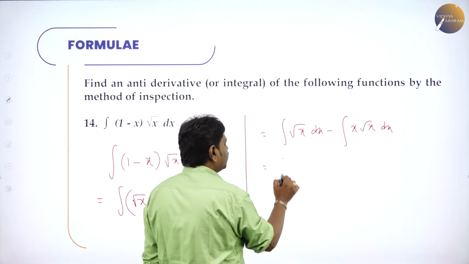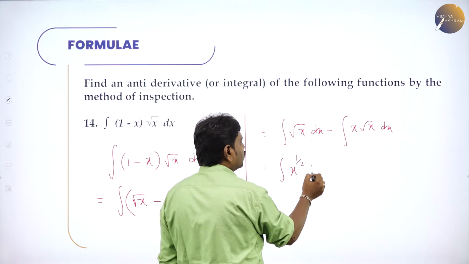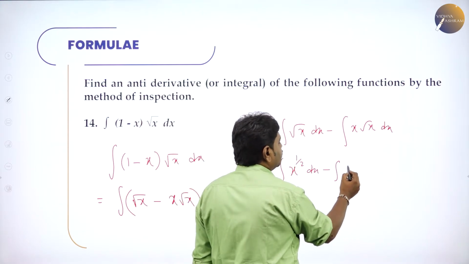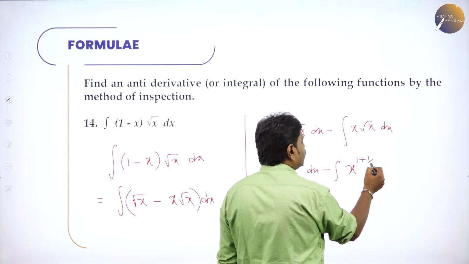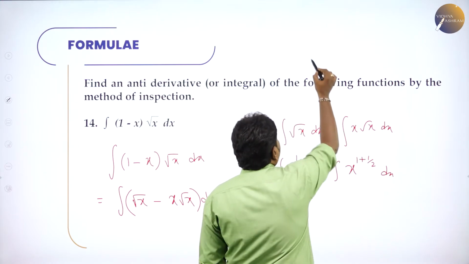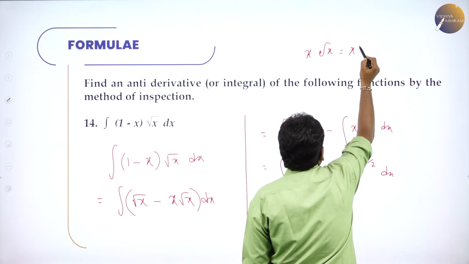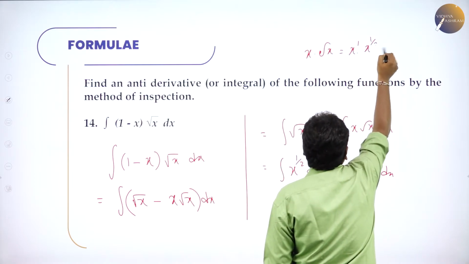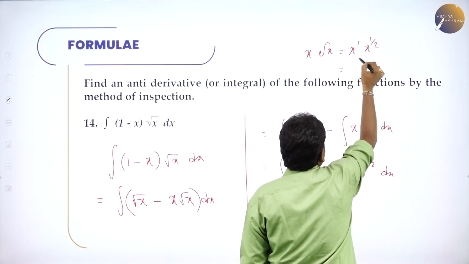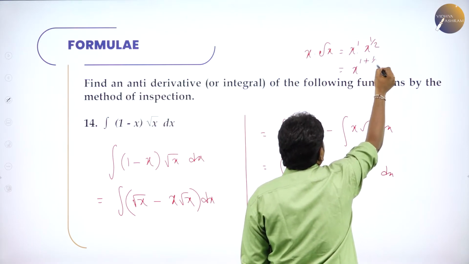Root x means I can write it as x power half, and x root x, x power 1 plus half. Still I am not integrating. All of you know x root x means x into root x. So x is x power 1, this is x power half. Now you can use the law of indices. What is a power m into a power n? A power m plus n. So I am using this.